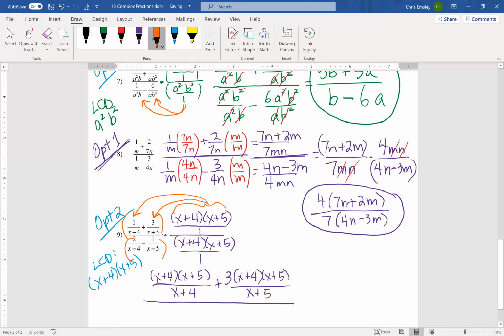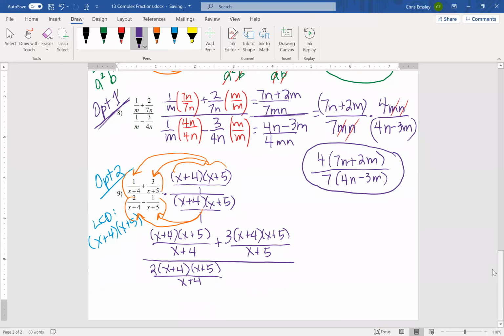Then we'll do that same distribution down here. And we'll get a 2(x plus 4)(x plus 5) over x plus 4. Let me scroll down just a little bit. And then when we distribute it to the second fraction, careful, there's a minus sign in there. Don't lose that. Minus 1 times (x plus 4)(x plus 5) over x plus 5.